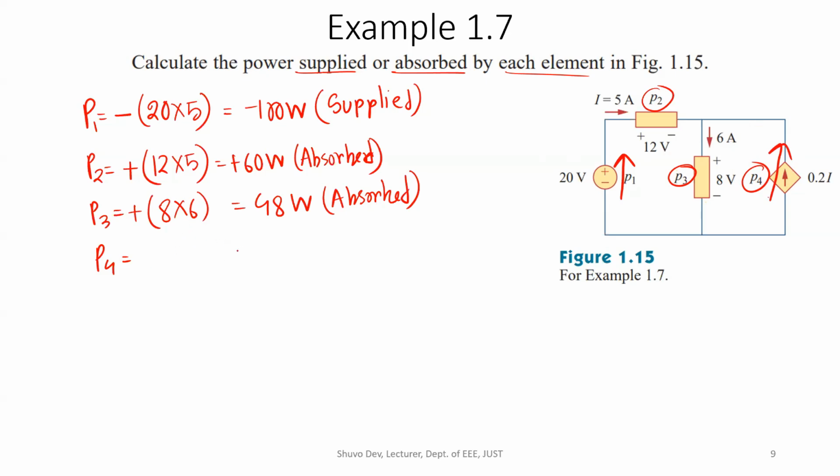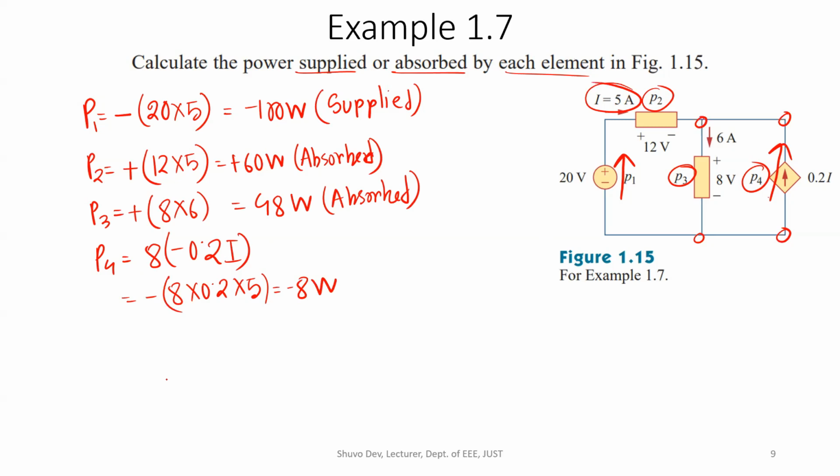what will it be? First of all, we know P4 is equal to V into I. So what will be the voltage? As these two branches are parallel, the voltage will be 8 volt. The voltage will be 8 volt and it is supplying the current, that is minus 0.2 into I. What is the value of I? The value of I is given here, 5 ampere. So minus 8 into 0.2 into 5. So it will be minus 8 watt.